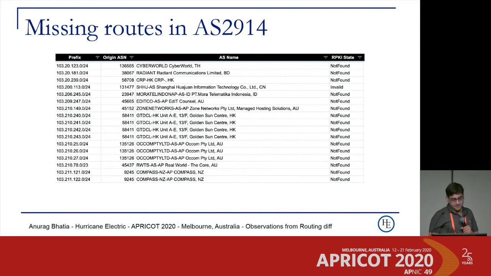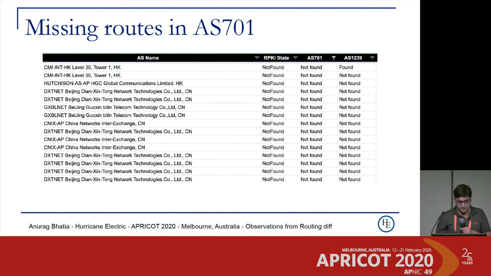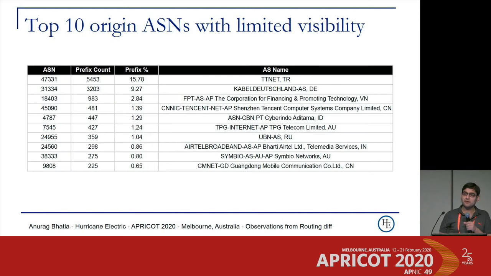AS2914, most of them with no invalids or with no RPKI ROAs at all, missing in the table. 1239, no specific relation as you might see here. 701, which is Verizon. There's something interesting around Verizon and Sprint, which I'll get to in a few minutes.